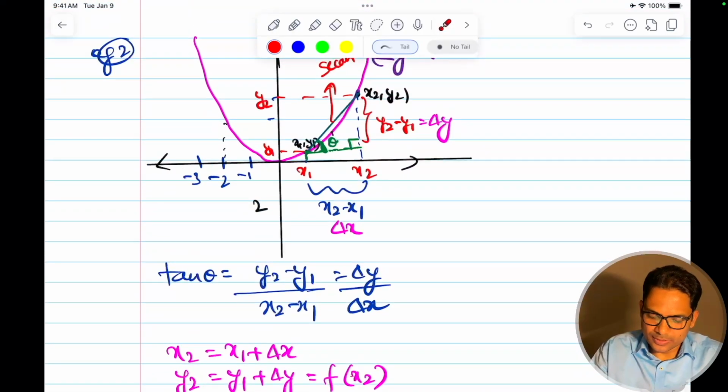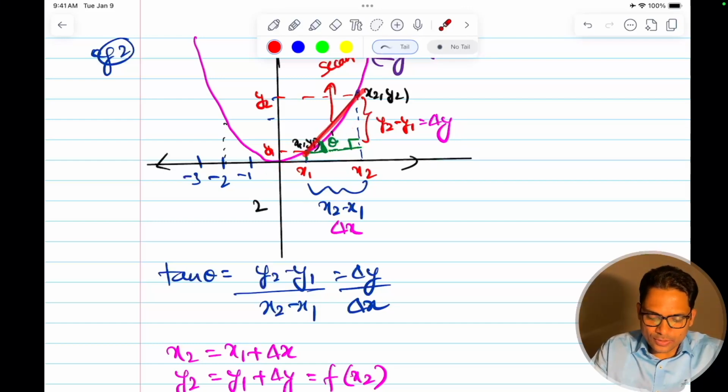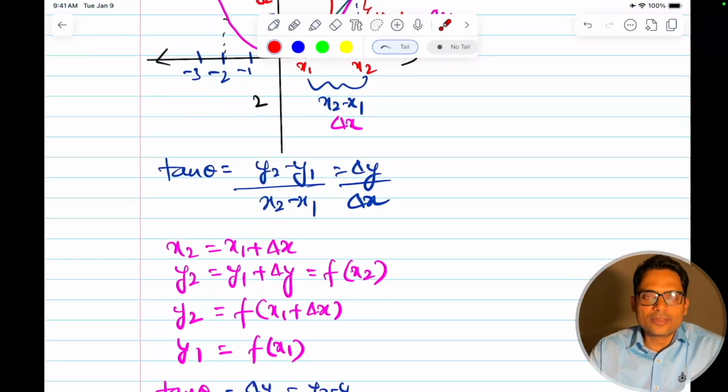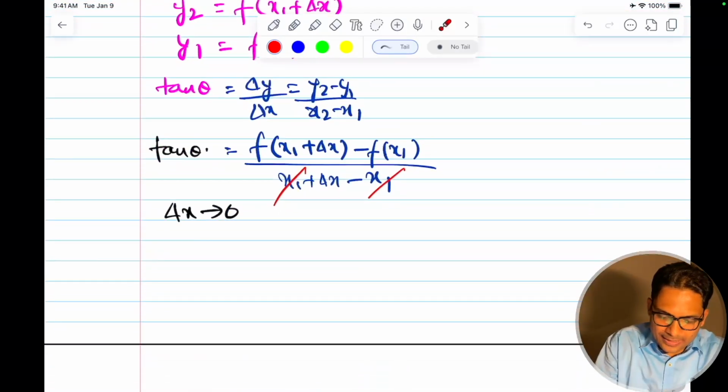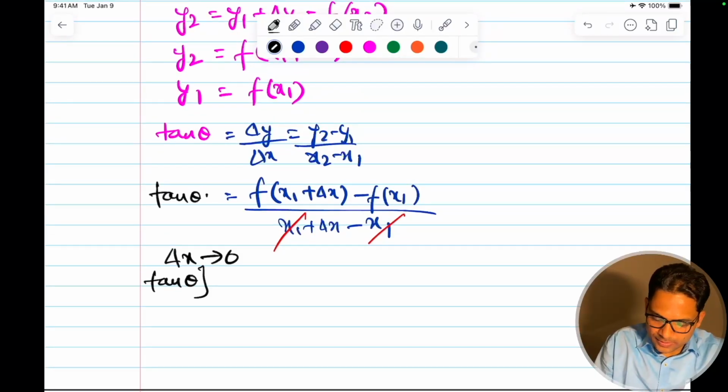That's what I was talking about. These 2 points will come very, very close, and this secant will become a tangent because these 2 points will merge. So this secant will become a tangent, right? So this slope, whatever tan theta I have got, this will be the slope at this given point, and that's how we calculate it. So I'll just write the formula here.